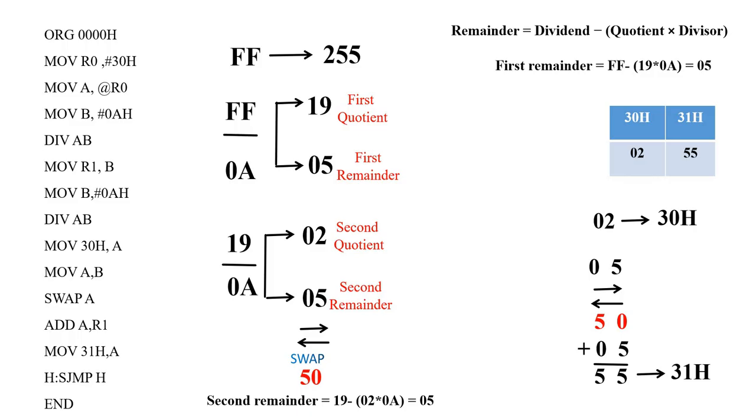Okay, so what we are doing is we are considering the hexadecimal number which is to be converted, and that is stored in the memory location 30h, and the decimal number after the conversion must be stored at 40h.